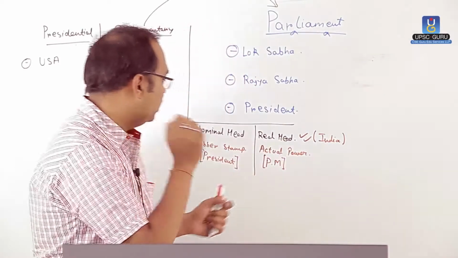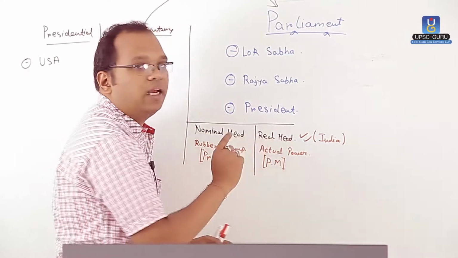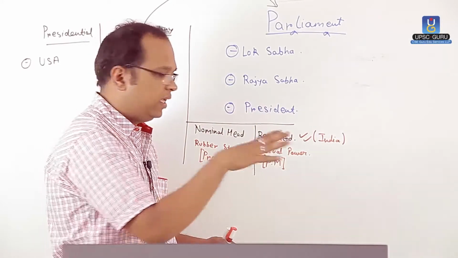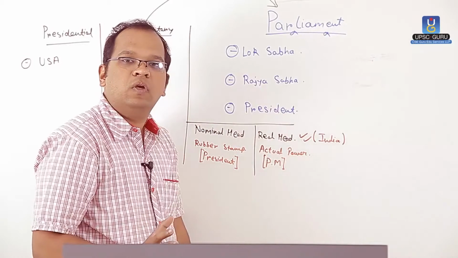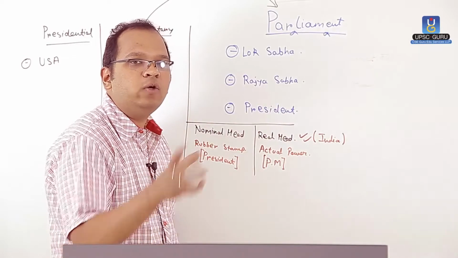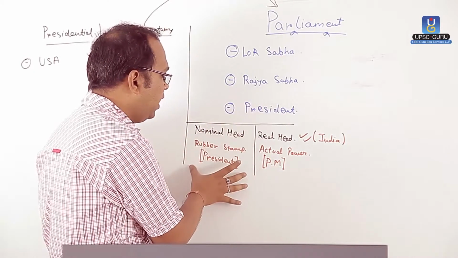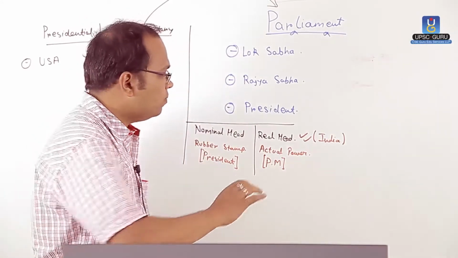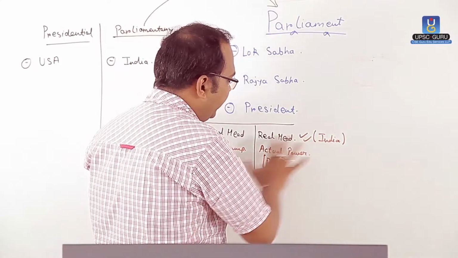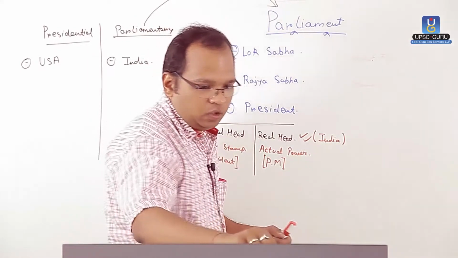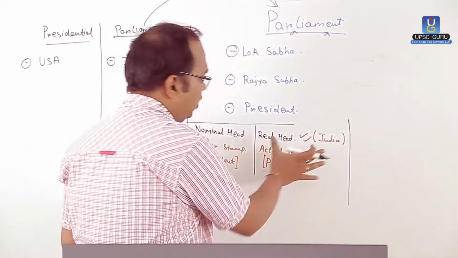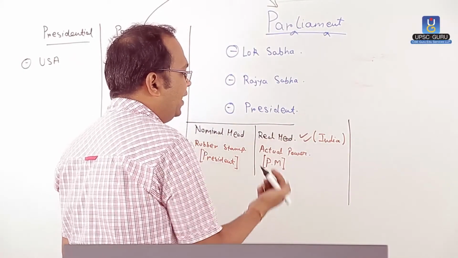So the president is a rubber stamp in India. He is a nominal head, and the prime minister is the real head. So who is the mastermind behind all the decisions? The cabinet and your prime minister. And who is the signing authority? Who is the rubber stamp? Your nominal head, the president in case of India. Okay. Now you reverse this. What I have shown is in the context of India.